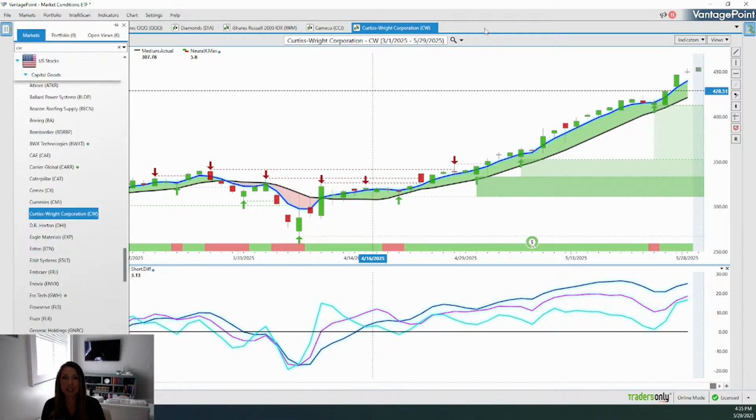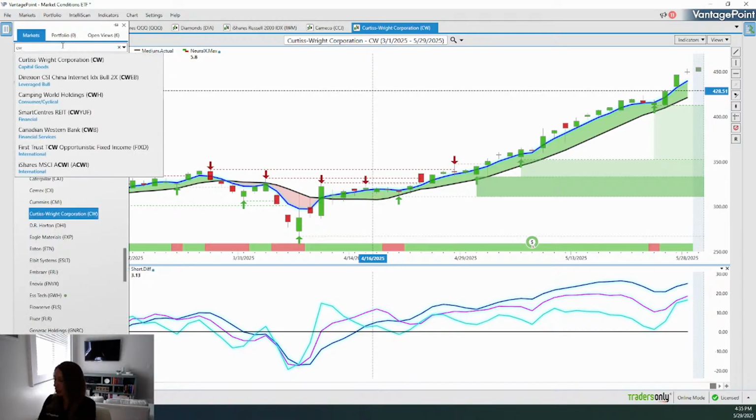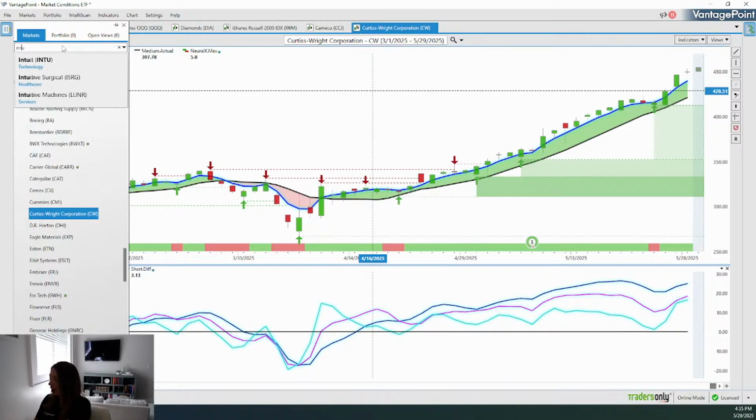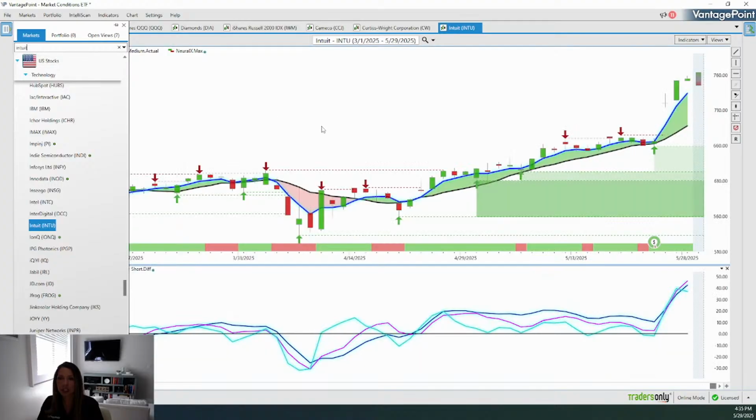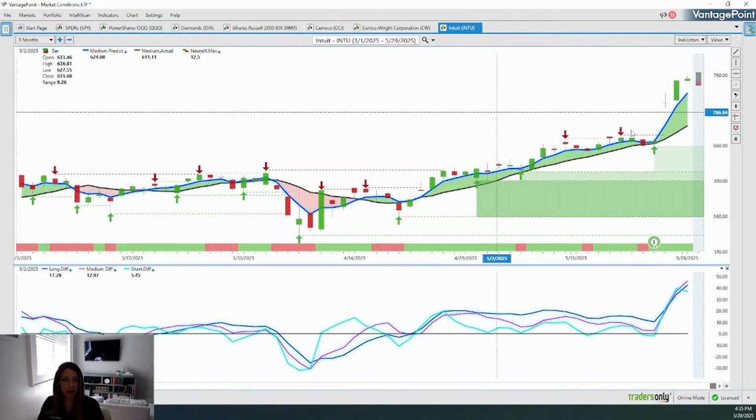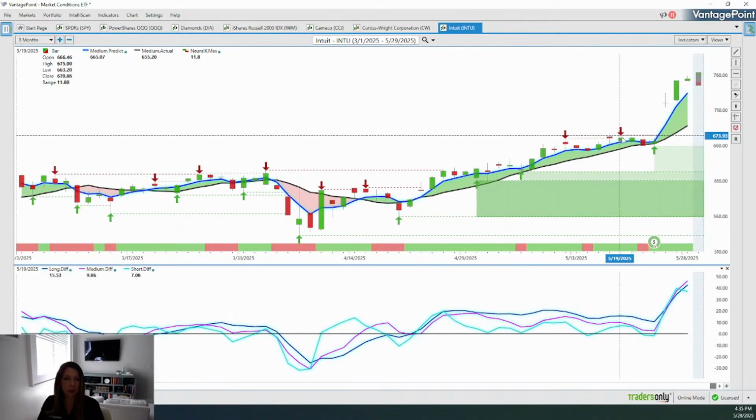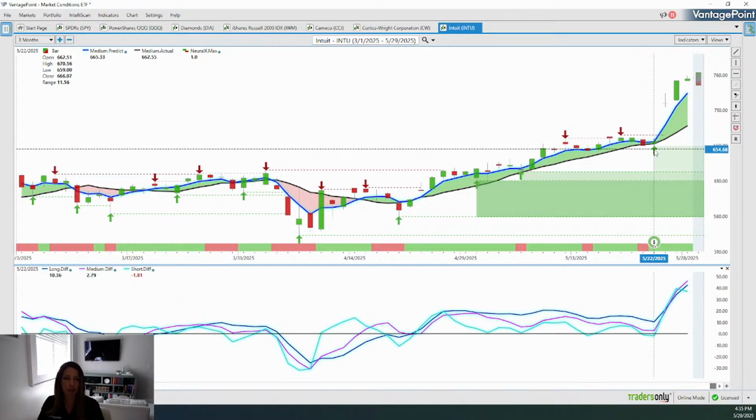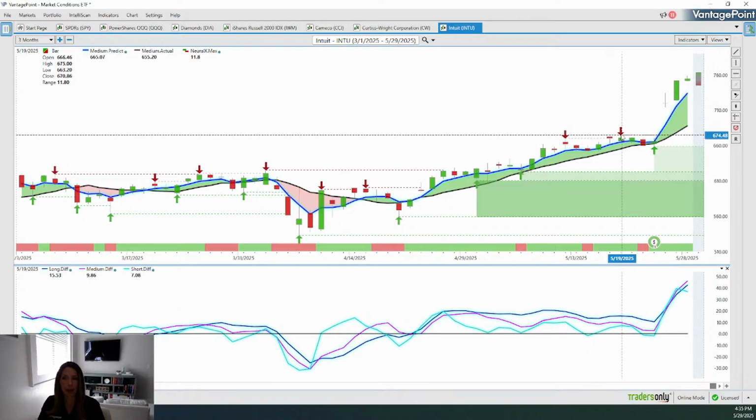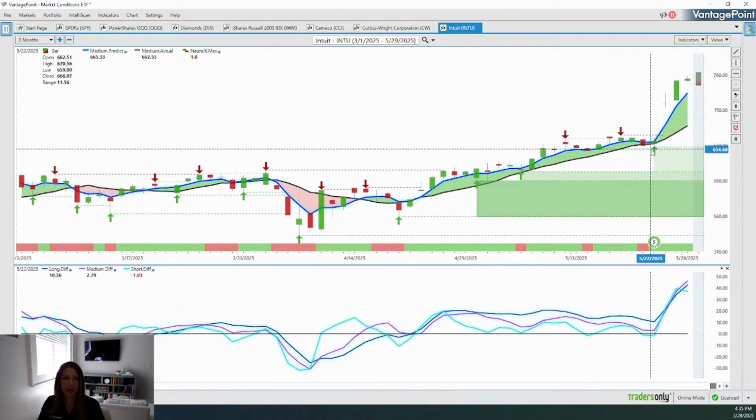In fact, I'll save CW for one moment because I want to jump over to Intuit, which actually had something like that happen very recently. So let's jump into an area where we hit resistance and we reverted back down to a support level, right? So this is where we can see a jump up, right? And then a pullback down to a support level. Now, this did have earnings, right? So again, we do want to be cautious.